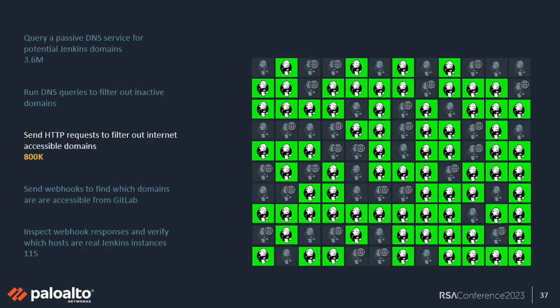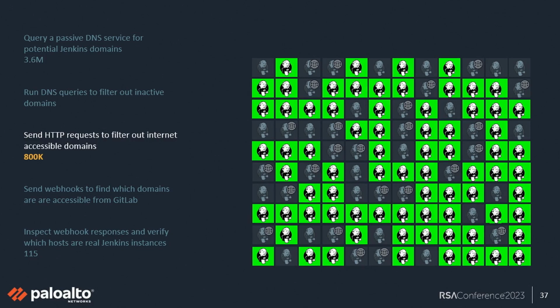So the next thing we wanted to do is we wanted to know which of those domains are actually accessible from GitLab. So we wrote a small script. What it does basically is send 800,000 webhooks from GitLab. It didn't take too long to send all of those requests, about a day and a half.